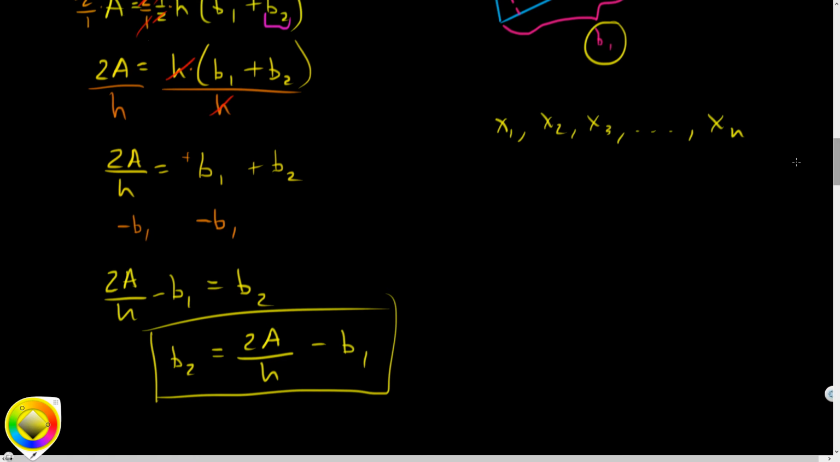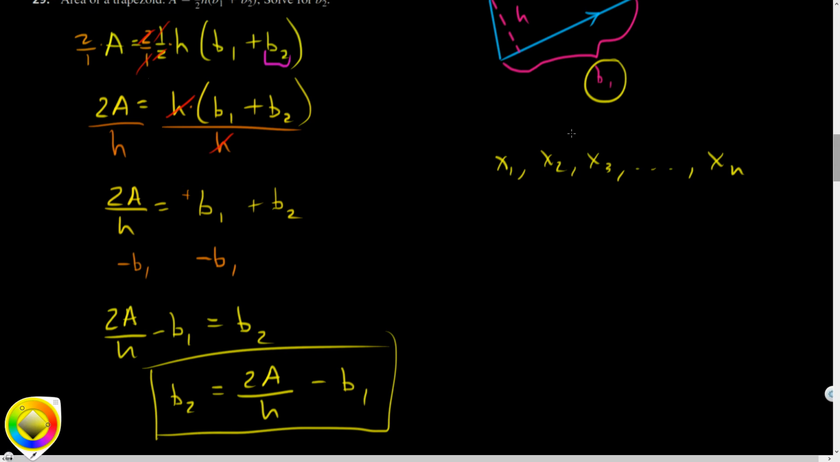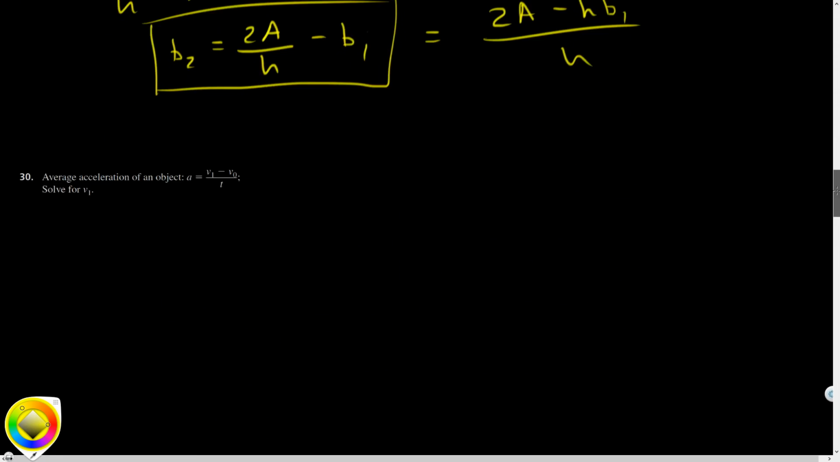So notice my goal. There's multiple ways of writing it. You also could have written this as 2a minus hb1 all over h. That's another way it could have been entered. But I happen to like this one here for the moment. Let's look at one more problem.